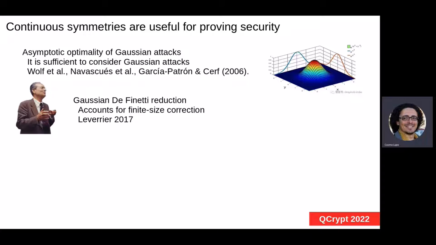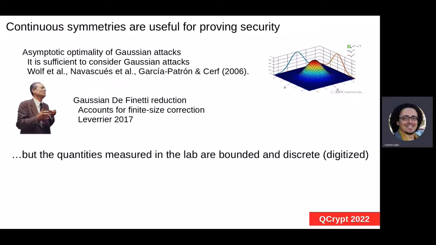Another important result is the Gaussian de Finetti reduction, which allows us to move from the asymptotic limit to the finite-size regime. Again, it is based on the continuous symmetry of these protocols. However, the quantities that we really measure when we go into the lab are not continuous, because they are discrete, digitized, and they are bounded because any measurement device has a finite range.